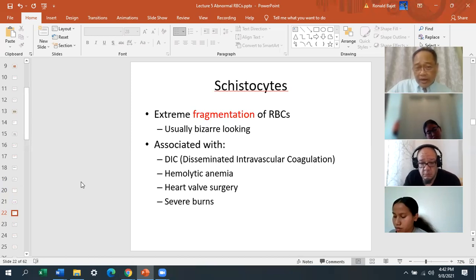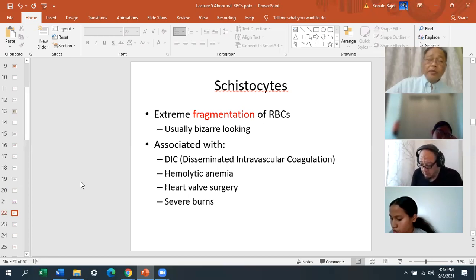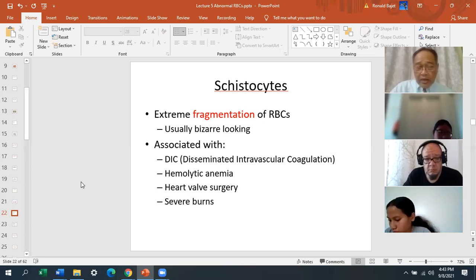Remember, there's one of two ways to have anemia: decreased production of red blood cells, or increased destruction. Remember those two statements: decreased production or increased destruction. So schistocytes are formed by increased destruction of red blood cells. Schistocytes are associated with DIC. I'm going to get into that extensively in the coag section of this course. Hemolytic anemia, I already talked about, but there is a lecture dedicated to hemolytic anemia. Heart valve surgery, I just mentioned, like if you have a new heart valve, that valve can actually destroy red blood cells, causing schistocytes. And severe burns. If you're in a burn, the burn can actually create schistocytes.